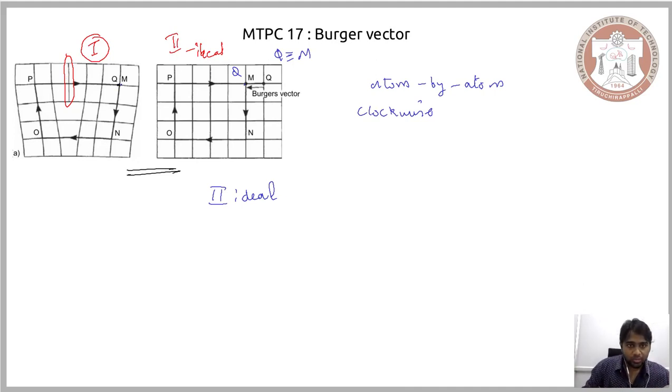Now when we reconstruct this Burgers circuit that we created for the ideal system, wherein the initial point and the final point coincided with each other, when we do that for the system 1, wherein we have an edge dislocation present, you would observe that the circuit stops here. So what we are conserving between these two systems are the number of atom by atom movements that we are taking, and the direction of the Burgers circuit that we are using to construct this particular loop.